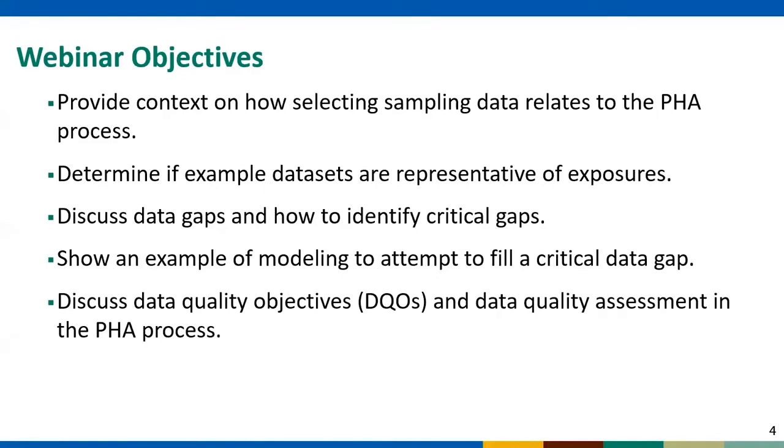And we will discuss data gaps and how to identify critical gaps, then provide an example of the use of modeling to attempt to fill a critical data gap at a site that I worked on. And then finally, we will discuss each data quality objective, or DQO, and data quality assessment, or DQA, and how to use them in the PHA process.